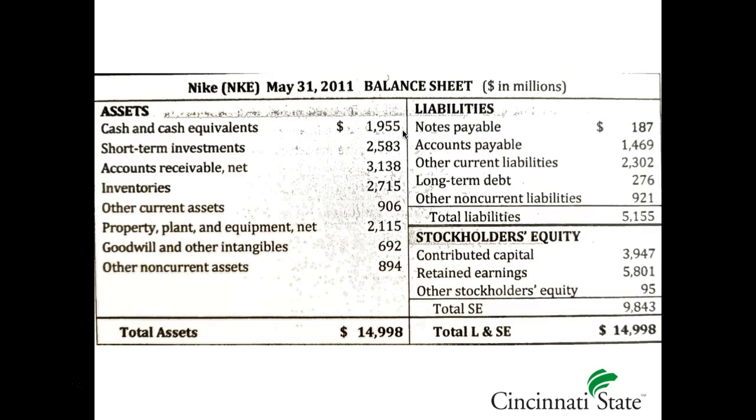Nike presents the balance sheet in an account format, assets on the left and liabilities and stockholders' equity on the right side. Some companies list the 3 categories one after the other, following the order of the accounting equation. We can see that Nike had accounts receivable of $3,138 million.